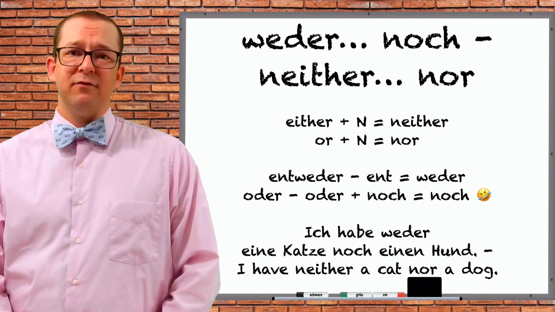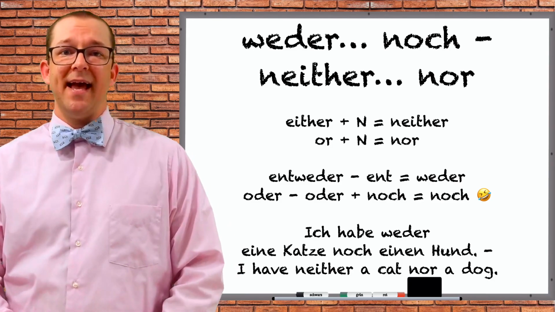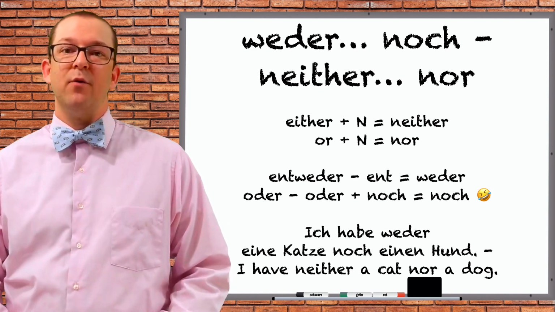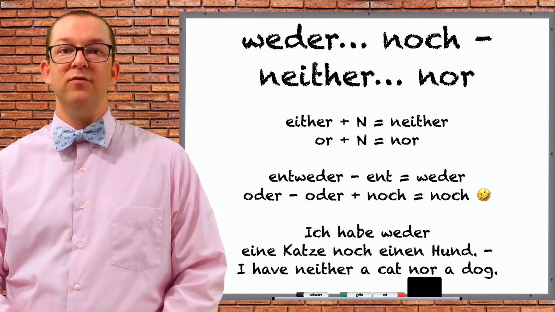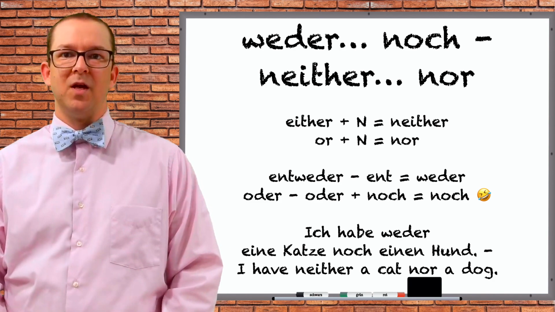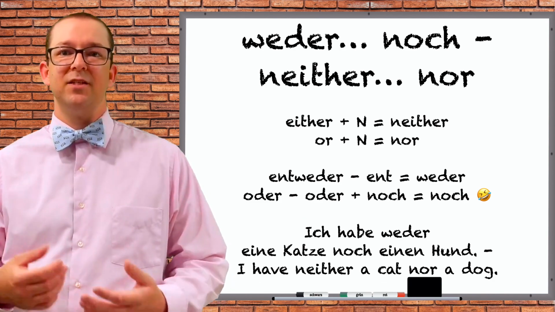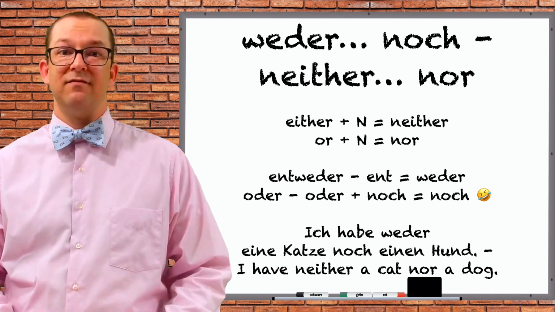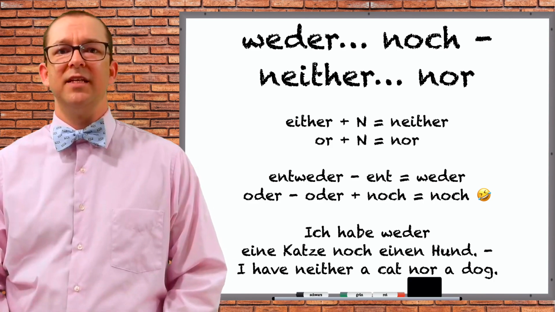Next up is the negated version of entweder oder, weder noch. In English, we simply add n to the beginning of each word, and now we have neither nor instead of either or. In German, we remove the ent and swapped oder for noch. The end result is the same. You have several options, but you can't have any of them. This usually is limited to just two options, but just like entweder oder, you can have more than just the two options. Here are a few examples of it in action.